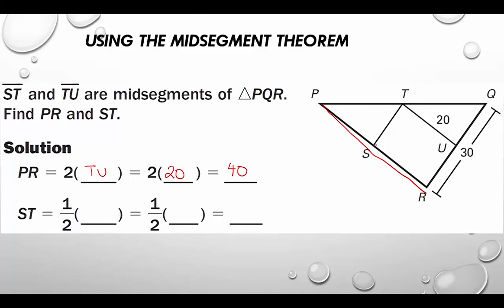Let's look at ST. Length of ST is over here. That's much smaller than QR. So I know that ST is 1/2 the length of QR, where QR is 30. So 1/2 of 30 is 15.